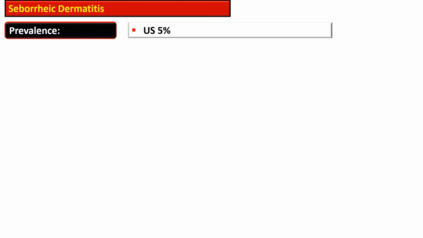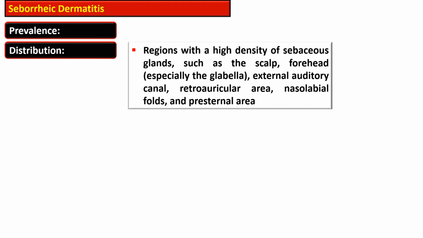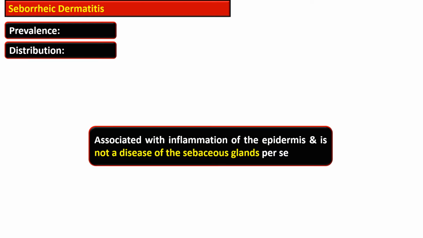Another entity included in the chronic inflammatory dermatosis is seborrheic dermatitis. Its prevalence is 5% in the US, and it is distributed in regions with a high density of sebaceous glands such as the scalp, forehead, especially the glabellar region, external auditory canal, retroauricular area, nasolabial fold, and pre-sternal area.